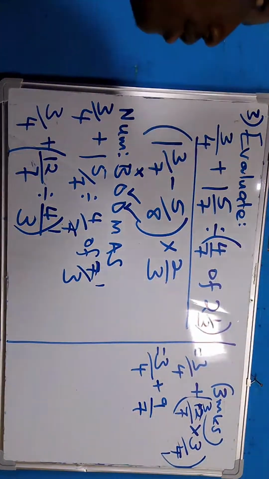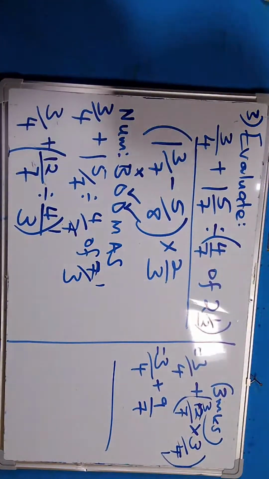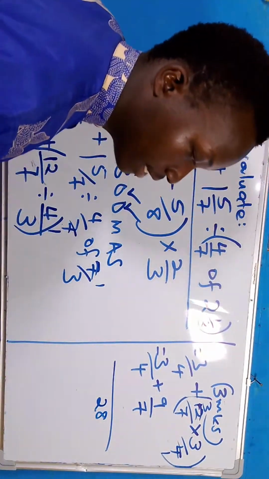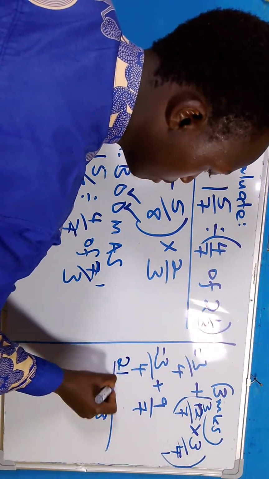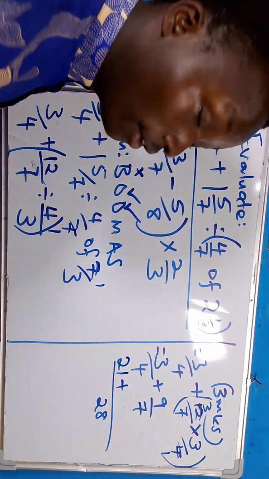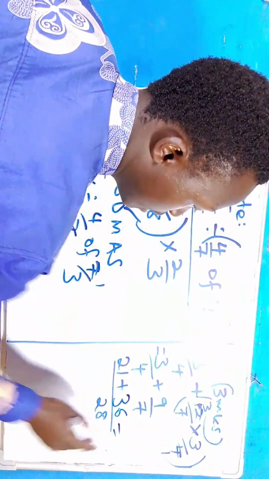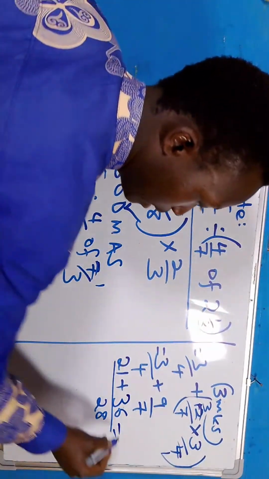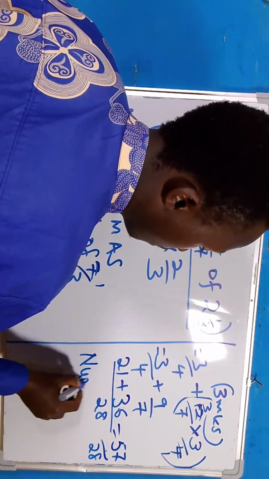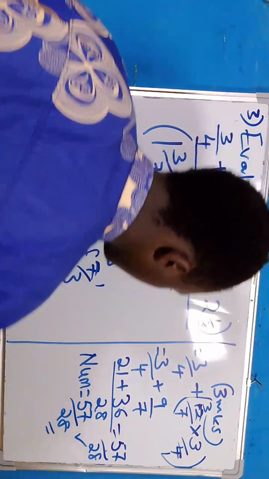So for us to solve that one, we need to get the LCM of 4 and 7, and the LCM of 4 and 7 is 28. 28 divided by 4 is 7. 7 times 3 is 21, plus 28 divided by 7 is 4. 4 times 9 is 36. And when we add the two, 36 plus 21, we will get 57 over 28. So our numerator will be equal to 57 over 28.